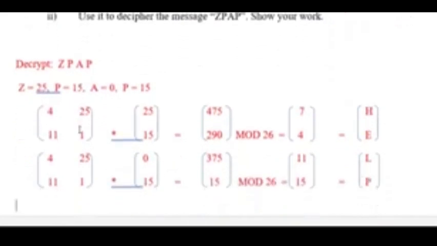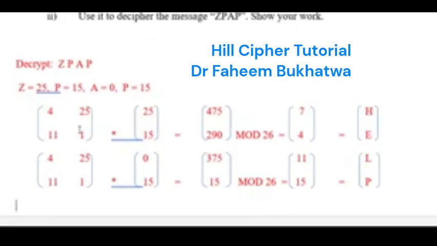And now we use it to decipher the message. So the matrix times the first pair, P is 2515. And the same matrix into the two numbers, 0 and 15, and that gives us L and P, hell. And as you can see, guys, this is not a monoalphabetic cipher either. This is a very good cipher.